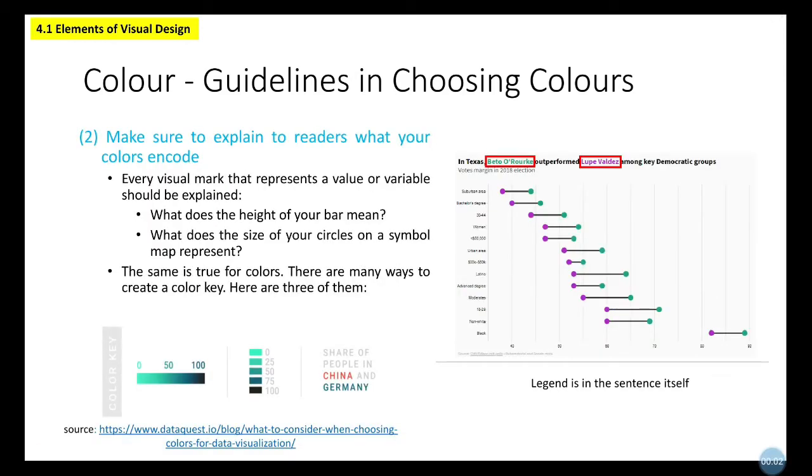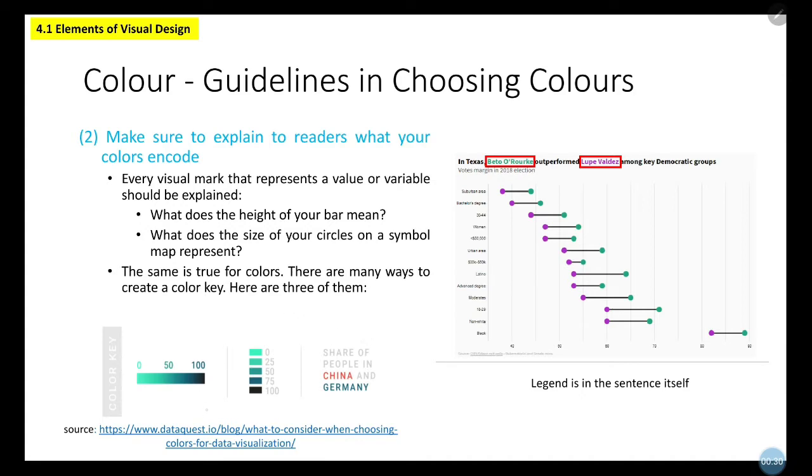The second guideline is to make sure to explain to readers what your colors encode. Every visual mark that represents a value or variable should be explained. For example, what does the height of your bar mean? What does the size of your circles on a symbol map represent? This is the same for colors. There are many ways to create a color key, and these are three of them.